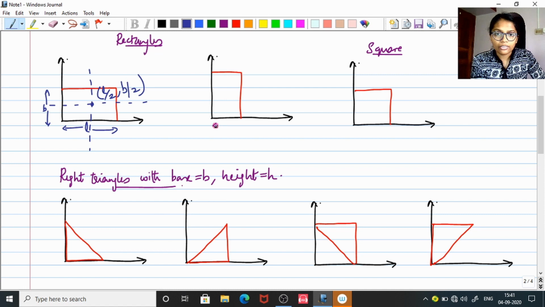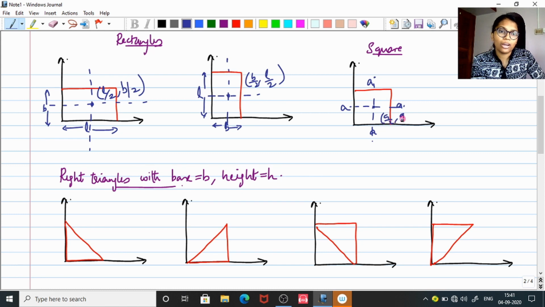Similarly, here also, if this is your B value and this is your L value, and the rectangle of course has a horizontal symmetry, so the centroid is again B by 2 comma L by 2. The x coordinate will be half of B and the y coordinate will be half of L. And for the square, of course, every side will be just A.